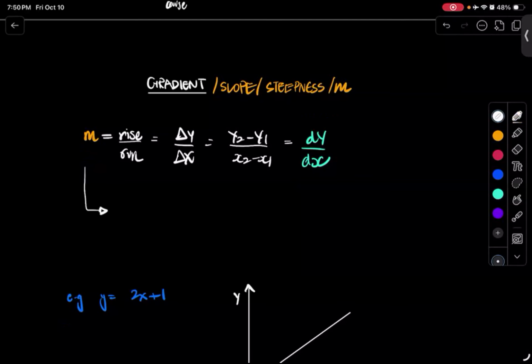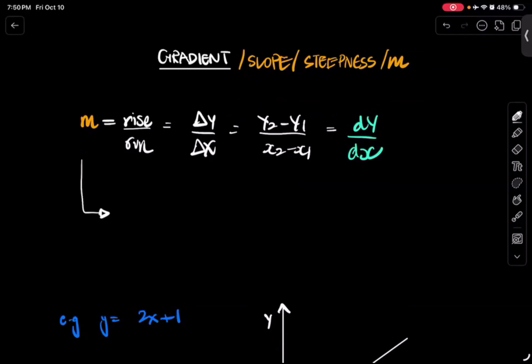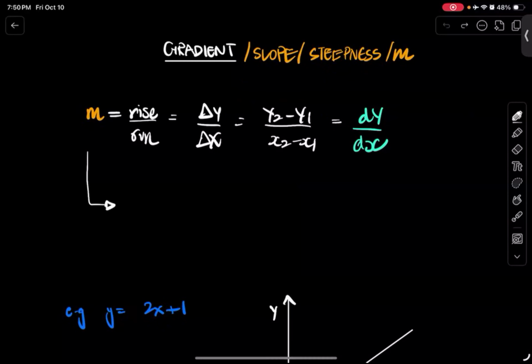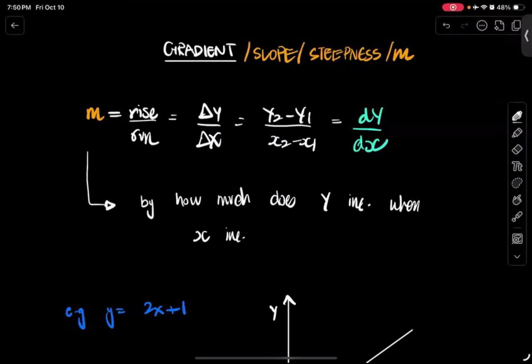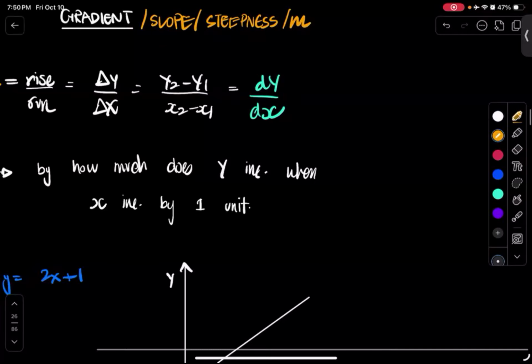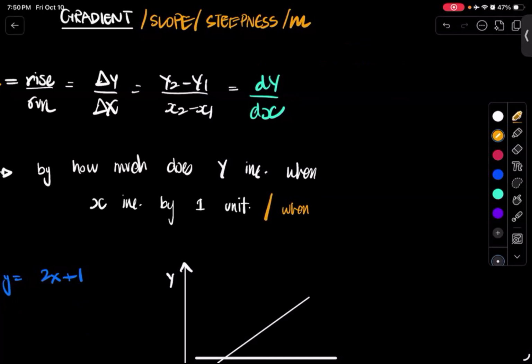Okay. So the gradient is basically that by how much, very carefully listen, by how much does y increase when x increases by 1 unit? Or in terms of the cause and effect relationship, you could think of it like this: when the cause increases by 1 unit, by how much does the effect increase? That's basically the interpretation of the gradient.